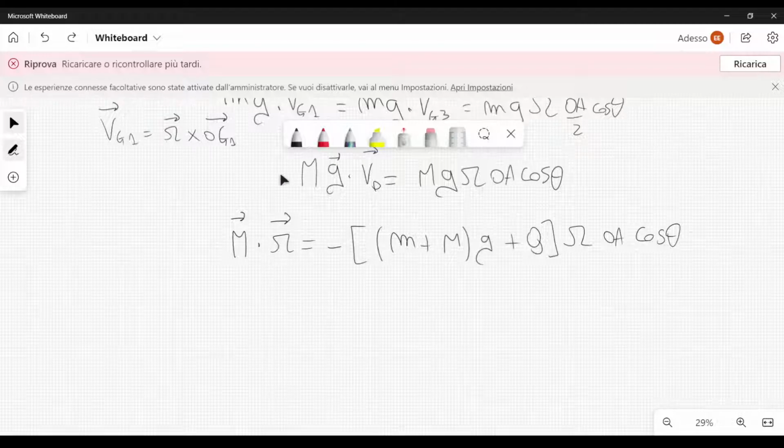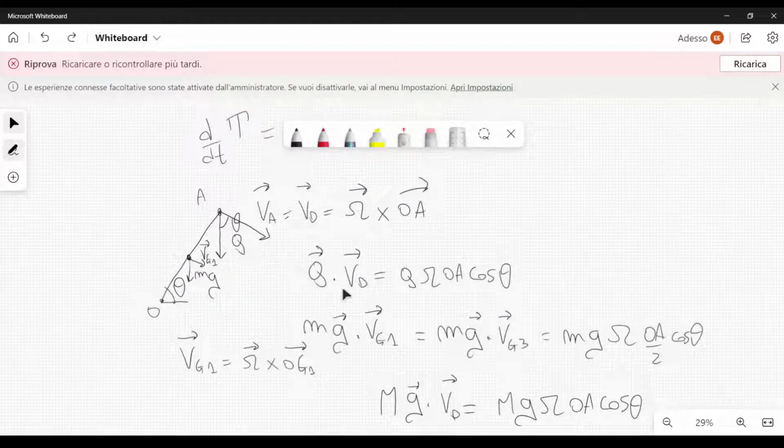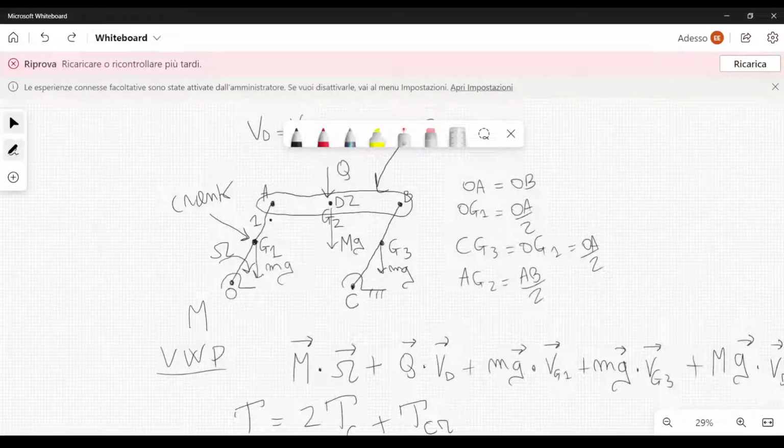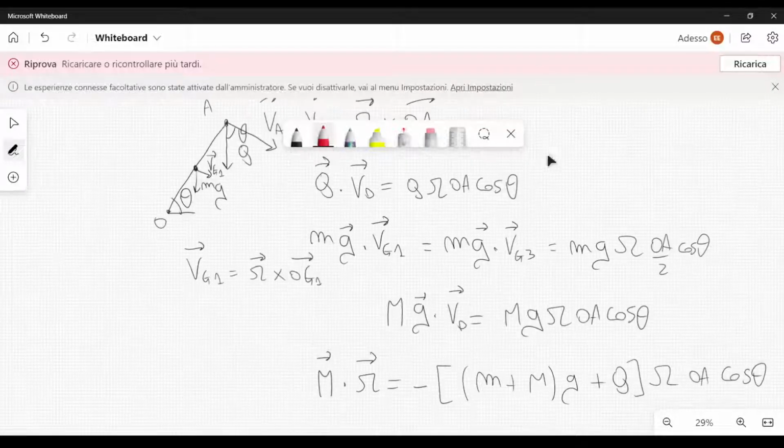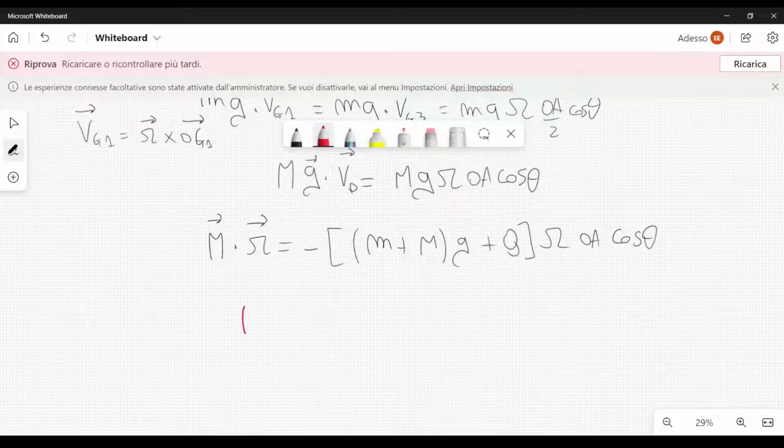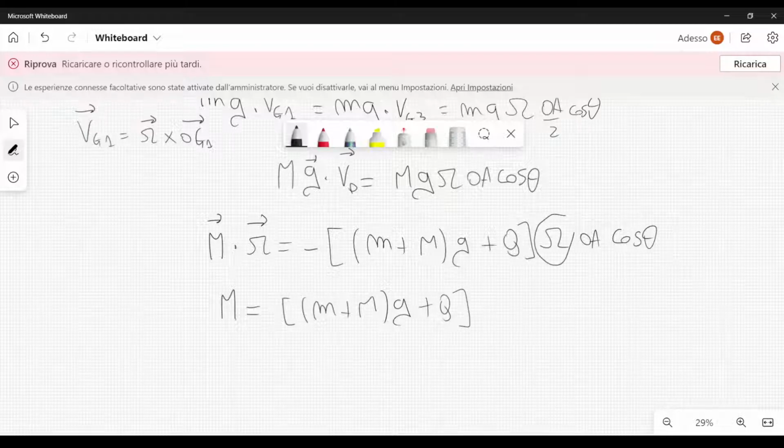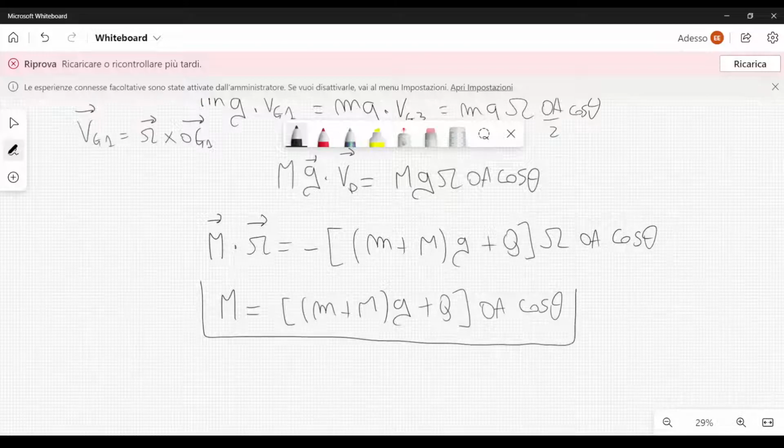So if we consider the magnitude of M, at first let me draw M here. M should be directed in the opposite direction with respect to omega. So this is the vector M. The magnitude of M, let me write it in black. So we have M equal to m plus capital M G plus Q. Then we don't have omega here because we can simplify with this. And then we have OA cosine theta, like this. This is the final result.